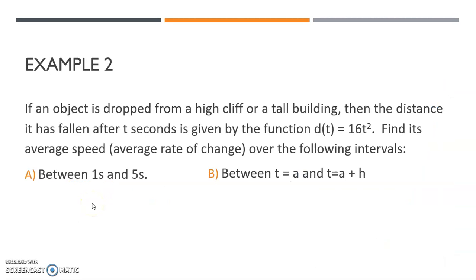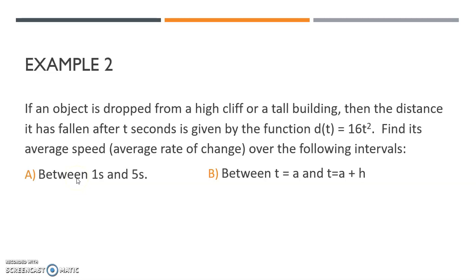In example 2, it says, if an object is dropped from a high cliff or a tall building, then the distance it has fallen after t seconds is given by the function d of t equals 16t squared. Find the average speed, also known as the average rate of change, over the following intervals. It says between 1 second and 5 seconds, and between t equals a and t equals a plus h.